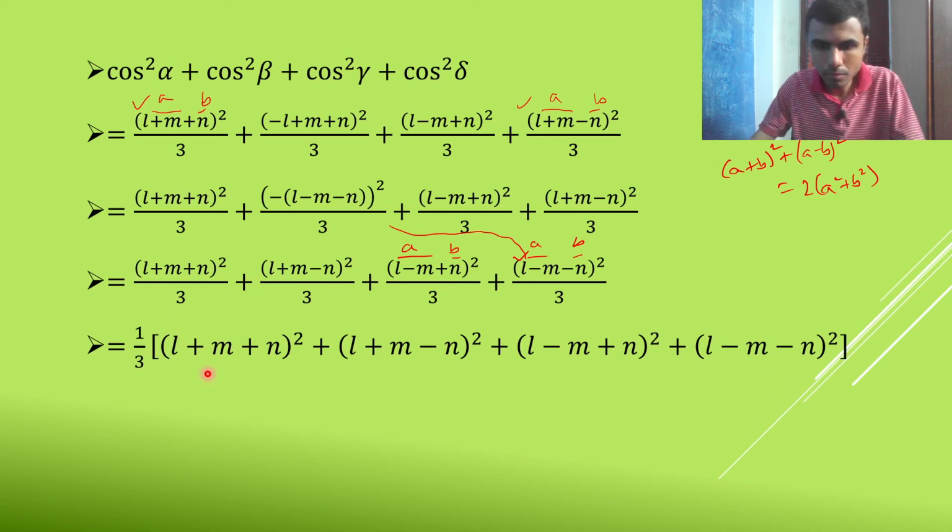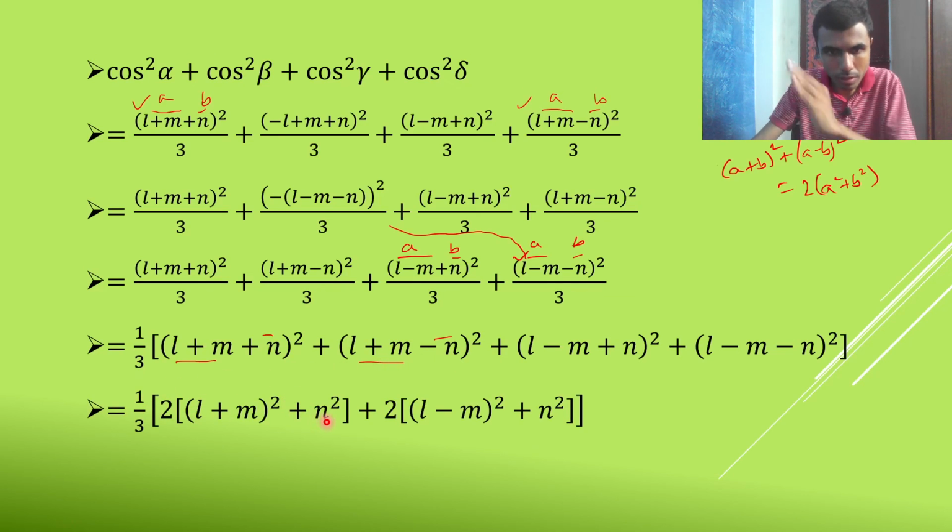Now, as I mentioned, this plus this one square plus this one square is going to be 2 times a square plus b square. A is L plus m whole square, and b is n. So these two terms would give me 2 into L plus m whole square plus n square. And these two terms will give me 2 times L minus m whole square plus n square. Because you can see it like this, L minus m plus n and L minus m minus n. So a plus b whole square plus a minus b whole square.